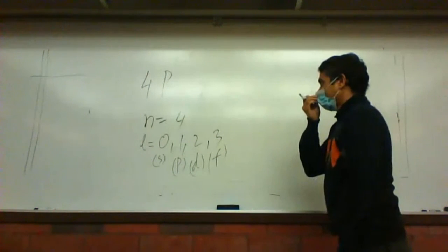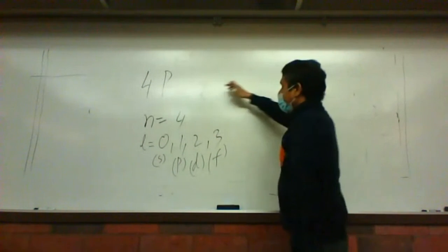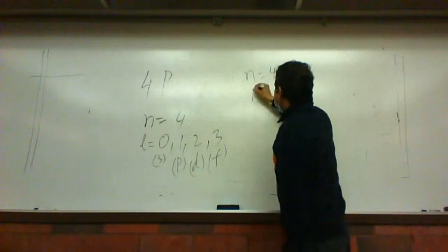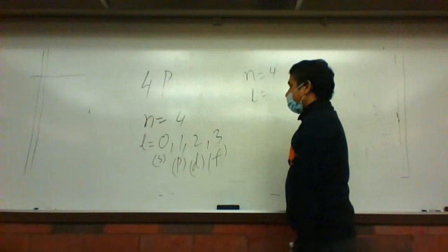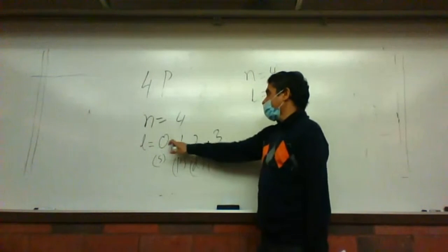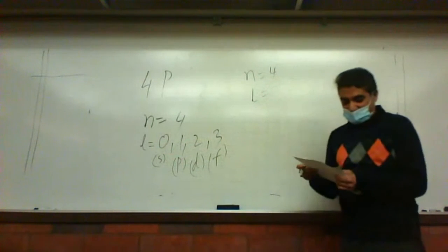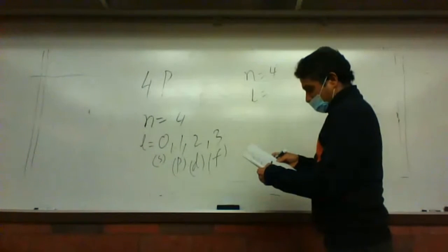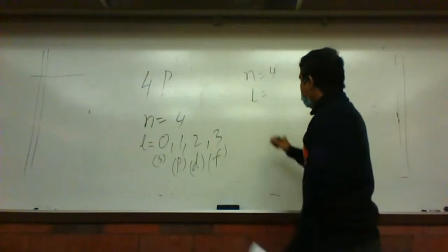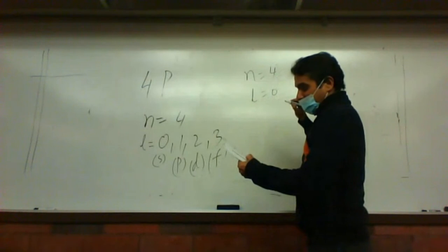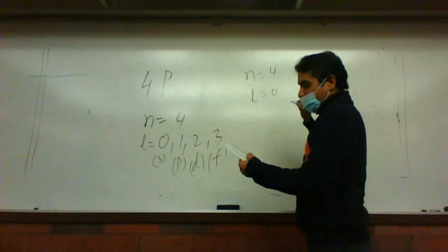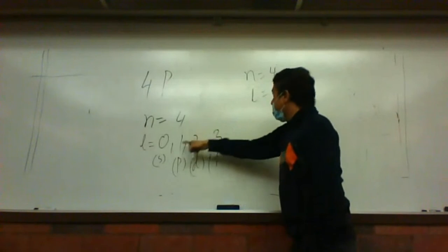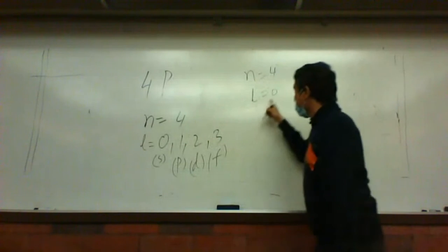So now let's write the quantum number. n equals 4, good. Now L can be 0, 1, 2, 3. So we will write L equals 0. I'm just looking at the question number 2A, so L equals 0. Is this good or not good? So n equals 4, good. L equals 0, we have L equals 0.